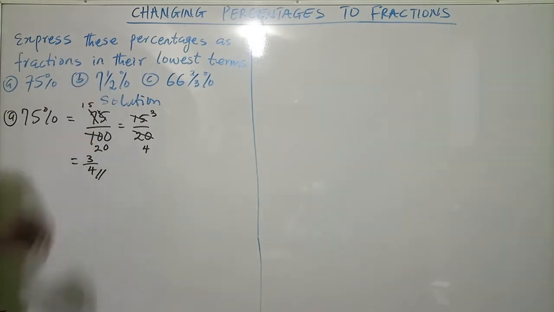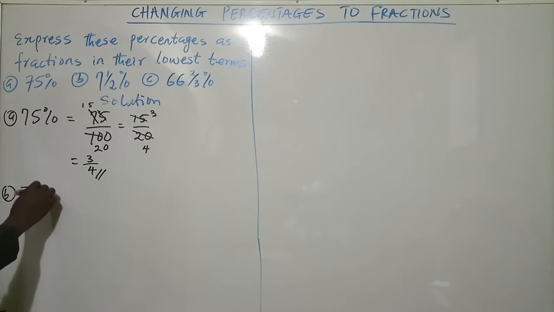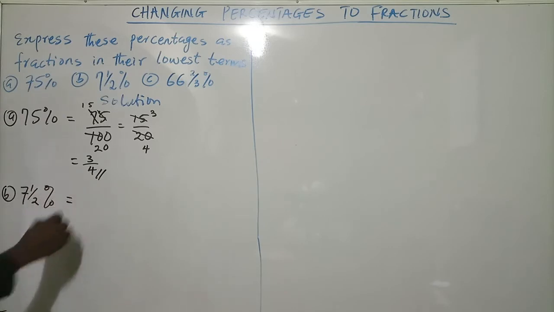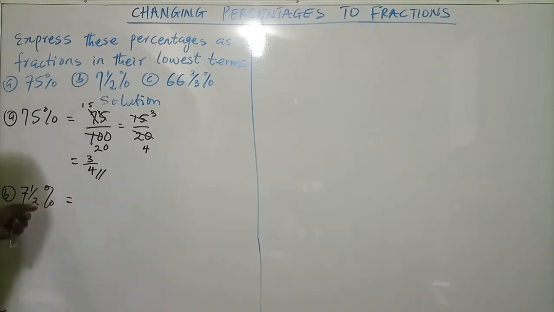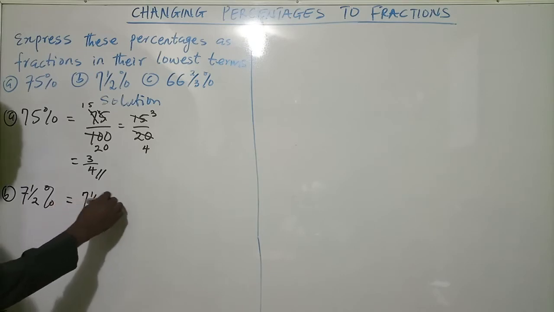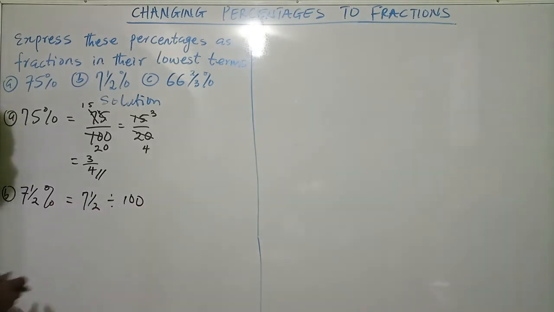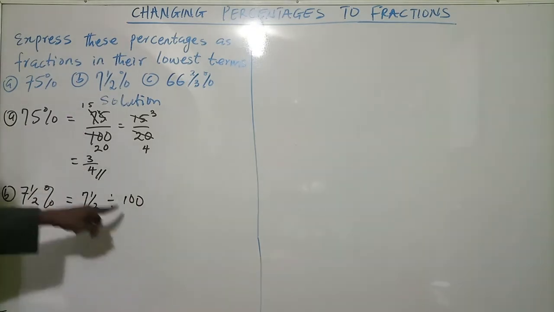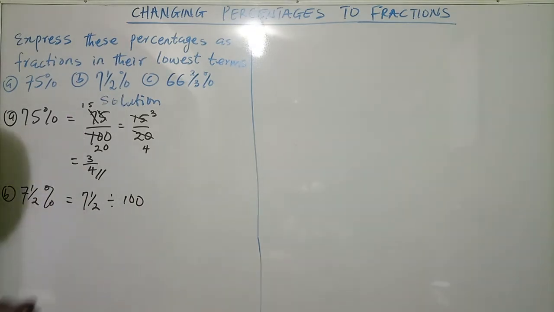We have the next one again. 7 and 1 over 2%. Now, this is also the same. When you see it in a mixed fraction like this, instead of using your division sign as this, see what I'm going to do here. This is the same thing as saying 7 and 1 over 2 divided by 100. It's still the same as this, but there's a reason why I'm doing this. You'll soon find out.